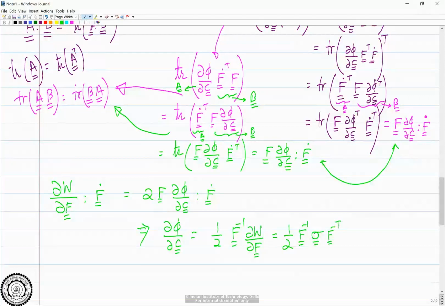Sigma F inverse transpose. Okay, so it has to be multiplied with det F, okay? And you can see that this expression is indeed symmetric. You take the transpose, you get back the same thing. And this was also symmetric to begin with.